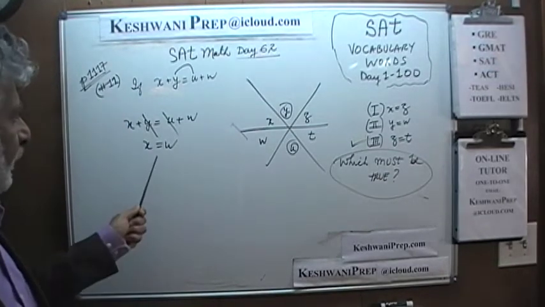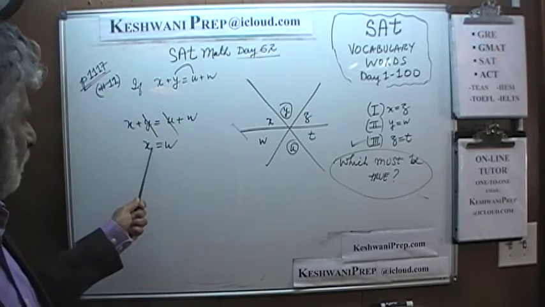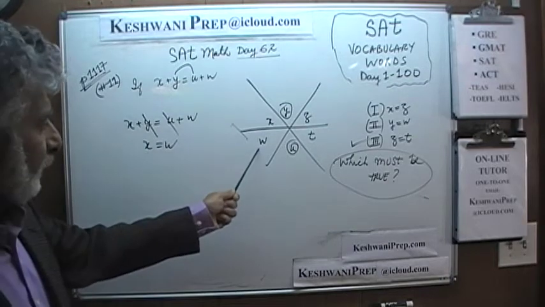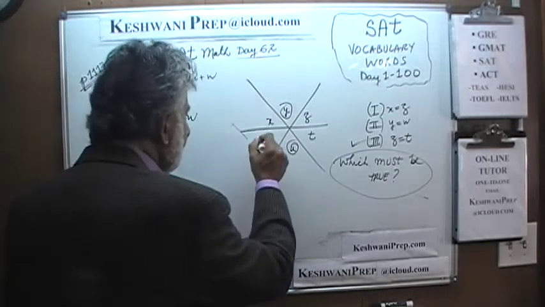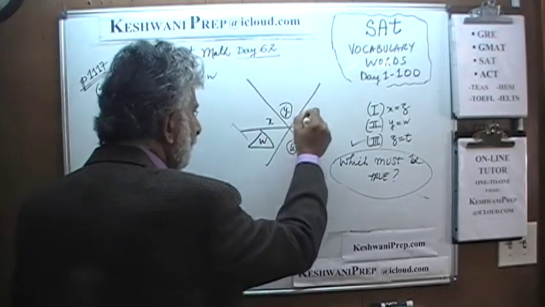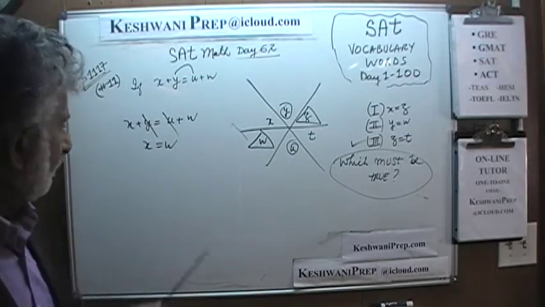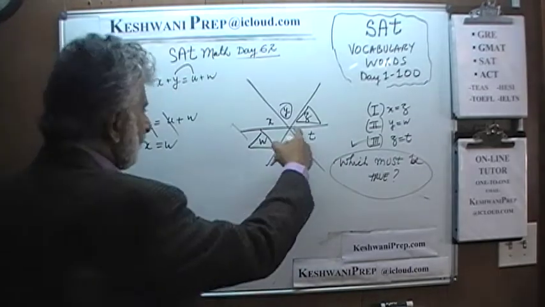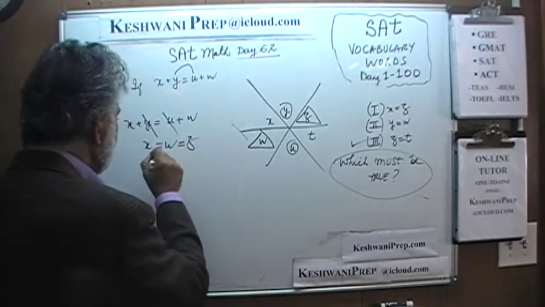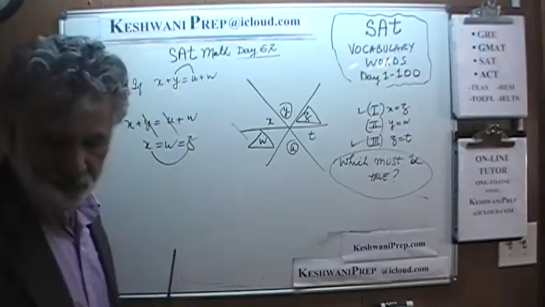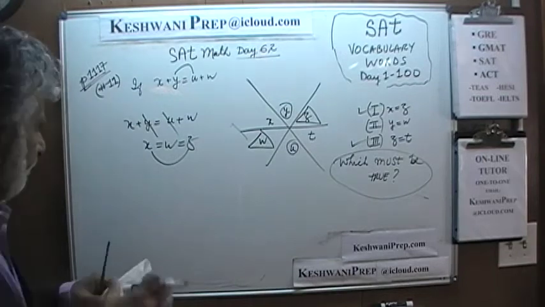So let's see what we can do with it. Let's not stop there. We can carry on. So we have established so far that x equals w. But w in turn, let's put it in a different symbol, w in turn must equal z, because w and z are vertical angles. So x equals w and w must equal z, which means, of course, that x equals z. There you go. That's statement number one.